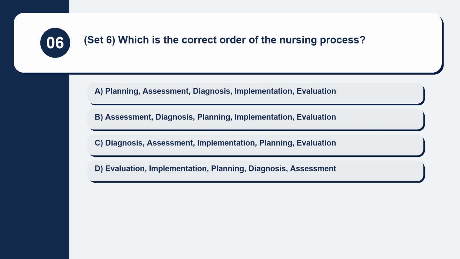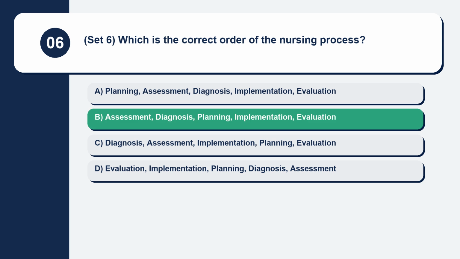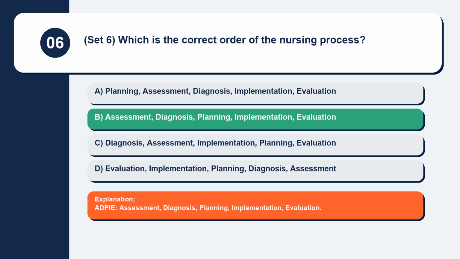Question 6. Set 6. Which is the correct order of the nursing process? Planning, assessment, diagnosis, implementation, evaluation. Assessment, diagnosis, planning, implementation, evaluation. Diagnosis, assessment, implementation, planning, evaluation. Evaluation, implementation, planning, diagnosis, assessment. ADPIE: assessment, diagnosis, planning, implementation, evaluation.